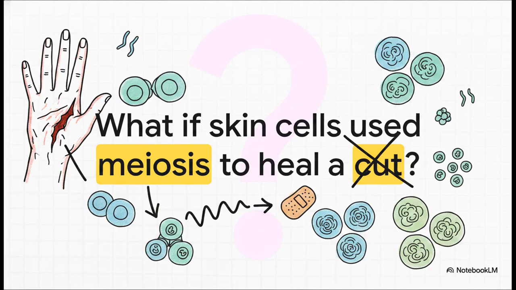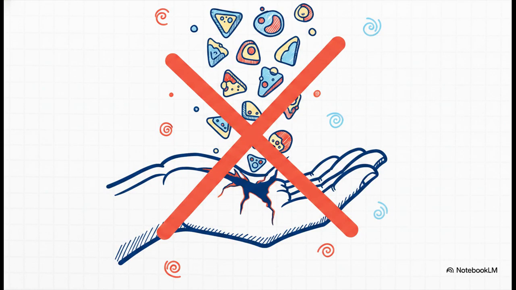All right, now for a quick knowledge check. I want you to literally pause this explainer right here and try to apply what we just learned about cell division to a real-world injury scenario. Ready? If your skin cells started dividing by meiosis instead of mitosis, what would happen to a cut on your hand? Seriously, take a second to just think about it. Okay, did you get it?